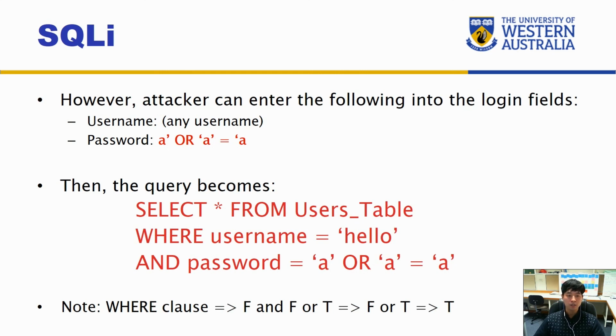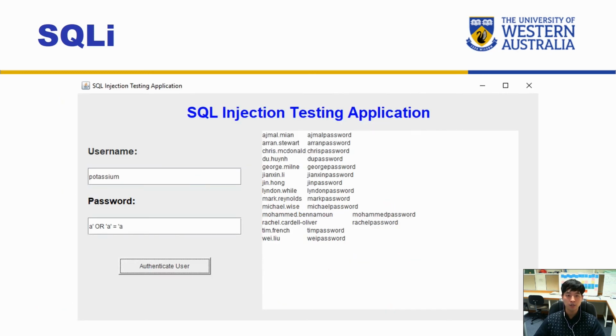Okay, and this will convert to solving the AND first. F and AND is going to give you an F for false. And then F or T is going to be deduced into true. So this means it's going to say the where clause has been true for select star from user table. Okay, so we can expect to see all the contents in the table to be returned.